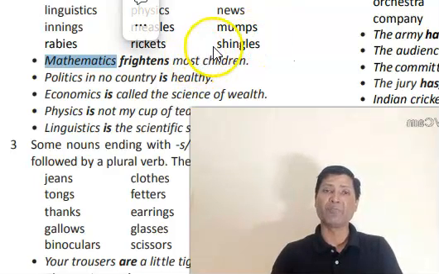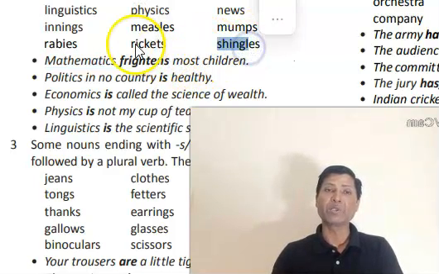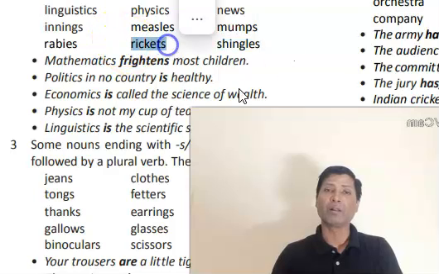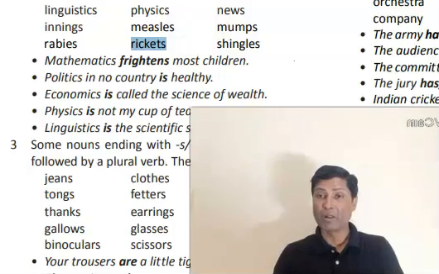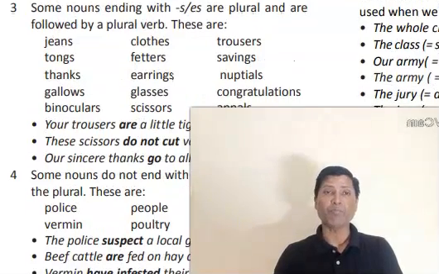Or this is the name of a disease. Rickets is the name of a disease. Only it is ending with S. Now, hope you have understood. Look at rule number 3.